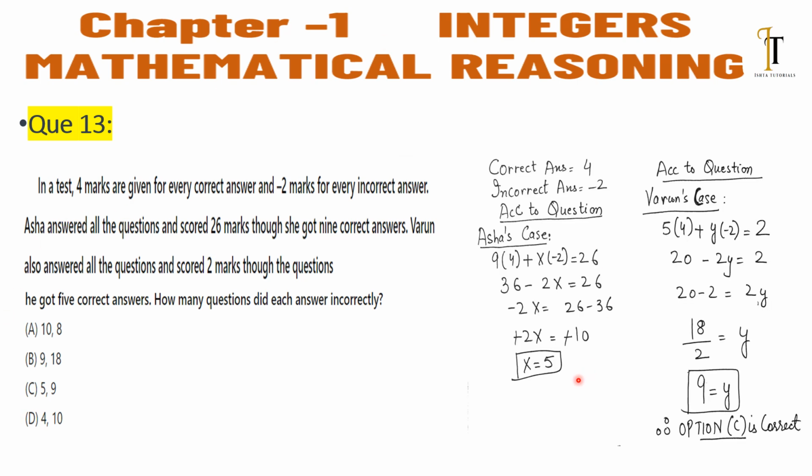Let's check the solution. In Asha's case, we made the equation and found that x is equal to 5, meaning Asha got 5 incorrect answers. Now let's check the options, do we have a 5? Yes, in C we have a 5. Students, you need to check that if we don't have a 5 in the other options, then C will be the correct answer. No need to find it for Varun's case here.